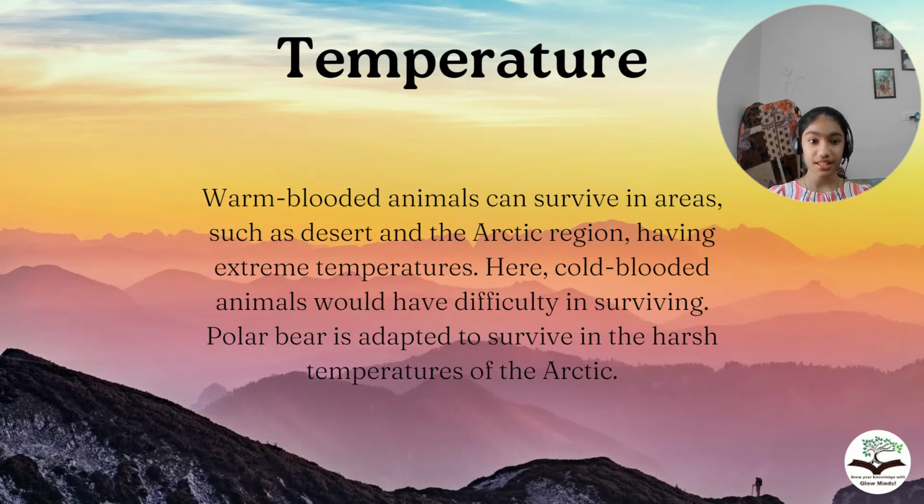Warm-blooded animals can survive in areas like the deserts and the Arctic regions, which have extreme temperatures. Here, cold-blooded animals would find it difficult to survive because they absorb the outside temperature. In the deserts, for example, it would be too hot, so they can suffer, as well as in the Arctic region. The polar bear is adapted to survive in the harsh temperatures of the Arctic.